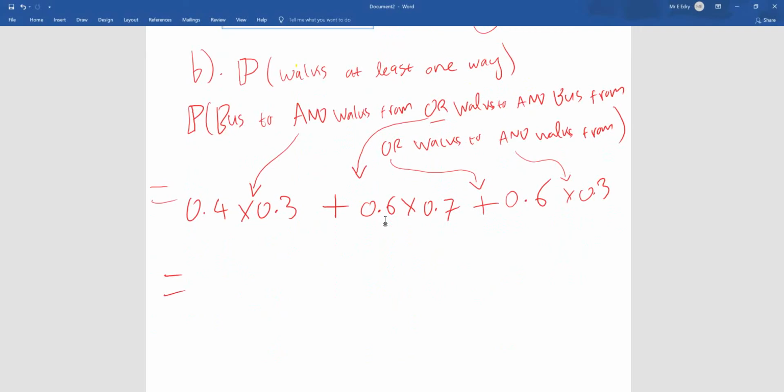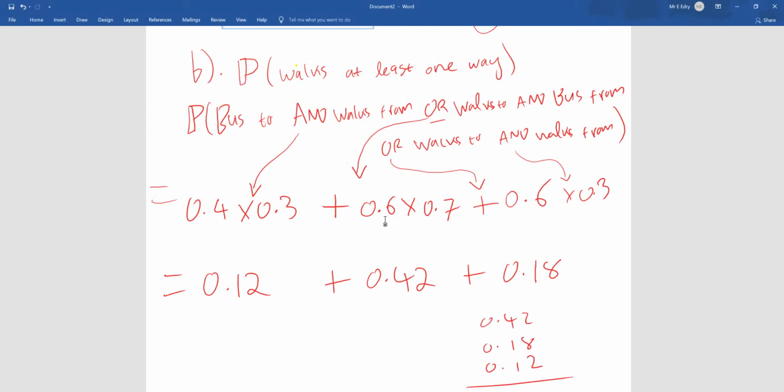So that gives me, right, 0.4 times 0.3 is going to be 0.12. 0.6 times 0.7 is 0.42, and 0.6 times 0.3 is 0.18. If I add those up, so 0.42, 0.18, 0.12, if I add all those up, I get 0.72, which is what they wanted us to show.